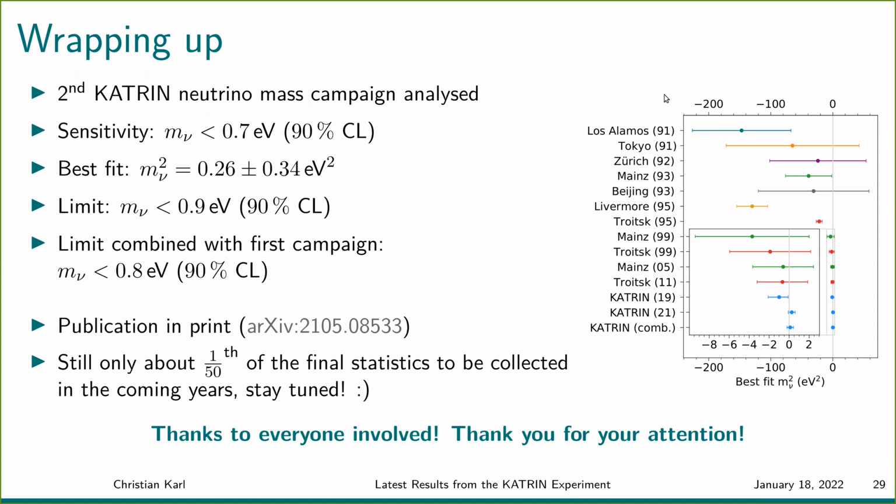This plot on the right, you can see the history of neutrino mass squareds from direct neutrino mass measurements, starting with Los Alamos in '91. And you can really see how already Mainz and Troitsk were an order of magnitude better in the late 90s or early 2000s. And now KATRIN is really another order of magnitude better than Mainz and Troitsk already. But we have another order of magnitude ahead of us in the coming years. So we still only have about a 50th of the final statistics. So there's much more statistics to be collected, much more data to analyze in the coming years. And I hope you stay tuned.